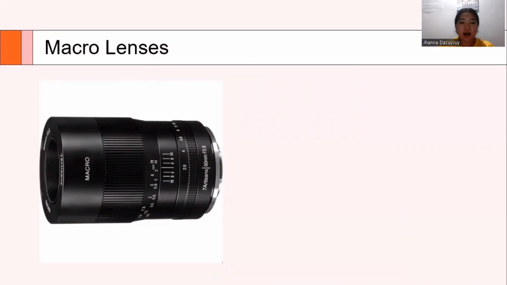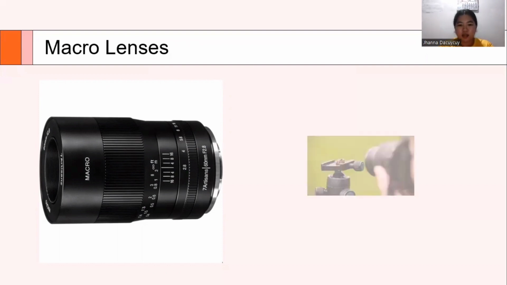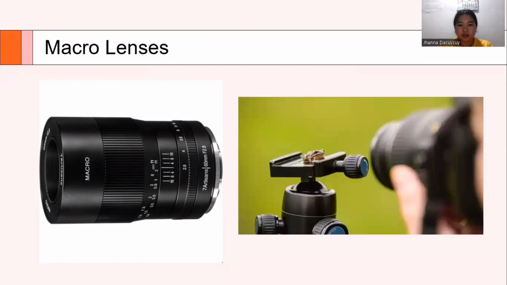Next is the macro lenses. It is used for very close-up photography, which has a smaller minimum focusing distance than the normal camera lens. It allows you to focus extremely close to a subject or take images of very small subjects, just like in this photo.